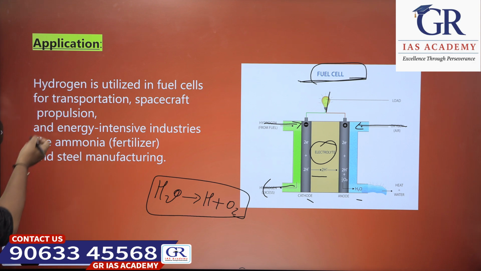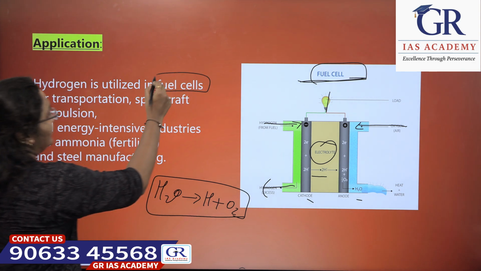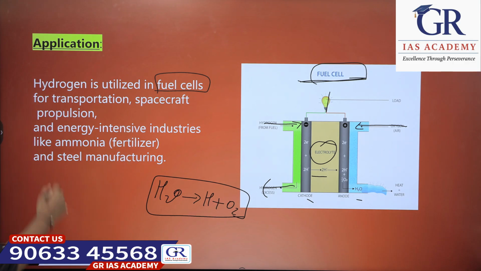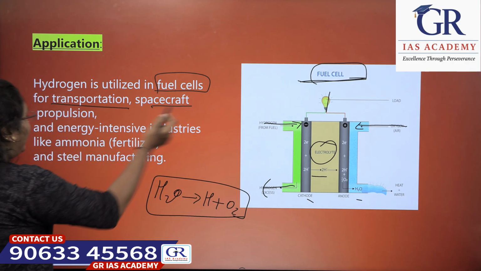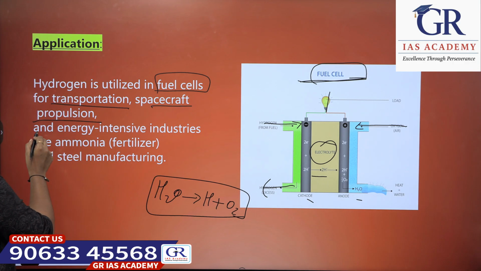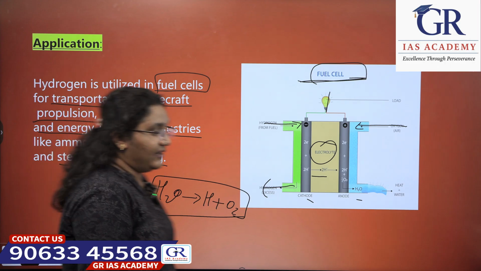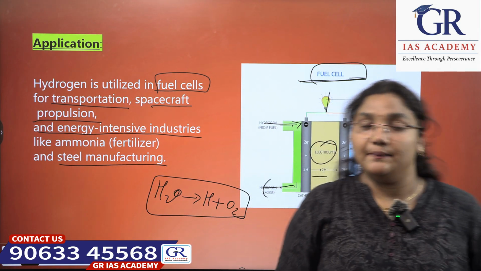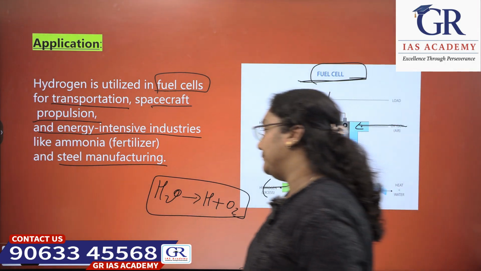Okay, let's see. Hydrogen is utilized in fuel cells. It is used in fuel cells for transportation, spacecraft propulsion and energy intensive industries like ammonia, like for fertilizers and all, and steel manufacturing also hydrogen is basically used. Okay, next.